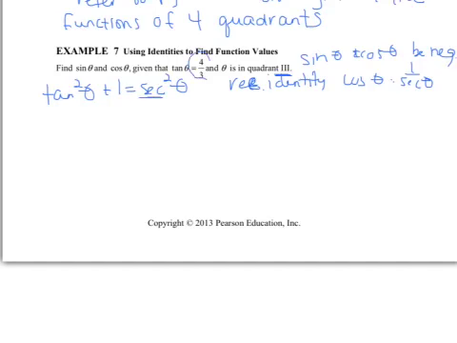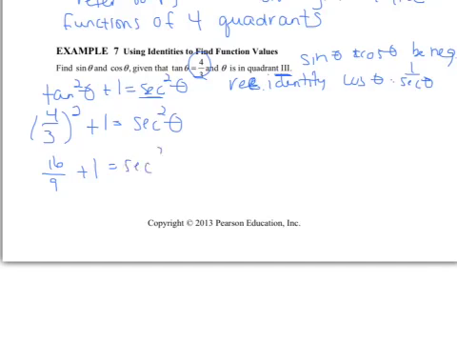I know that tangent is 4/3, so I can say 4/3 squared plus 1 equals secant squared theta. So if I square 4/3, I will get 16 over 9 plus 1 equals secant squared theta. I have to turn my 1 into 9 over 9 because of my denominator. So now I would have 16 over 9 plus 9 over 9 equals secant squared theta. And 16 plus 9 would give me 25 over 9 equals secant squared theta.